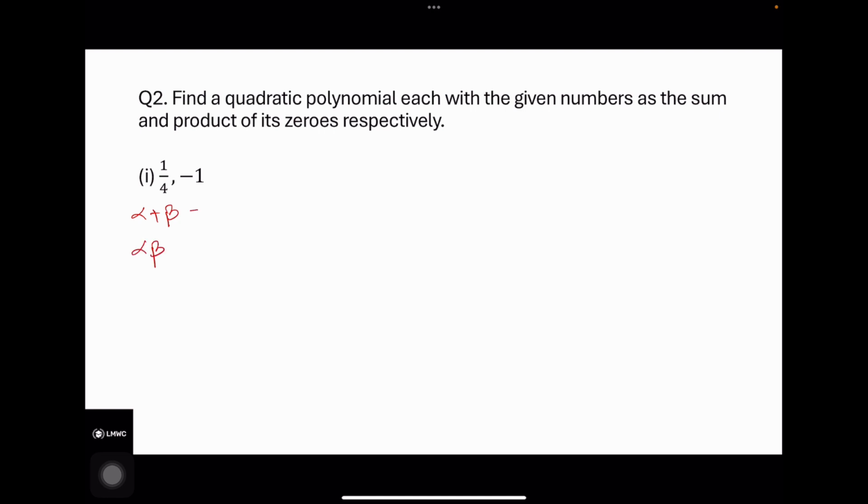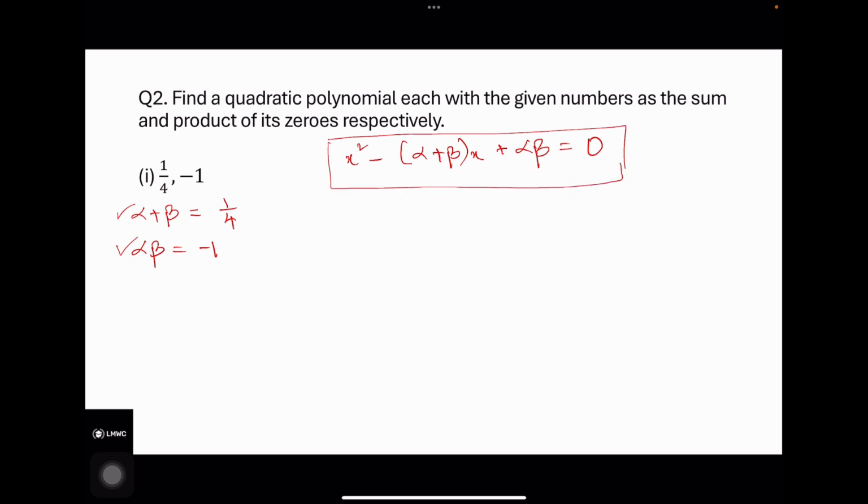So here alpha plus beta is 1 upon 4 and alpha into beta is -1. With these two given, we have to find the quadratic polynomial. For that, we have a formula: x squared minus (alpha plus beta) times x plus alpha beta equals 0. So we have to use this formula for such questions.